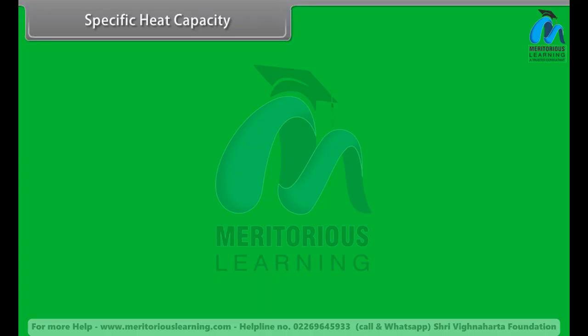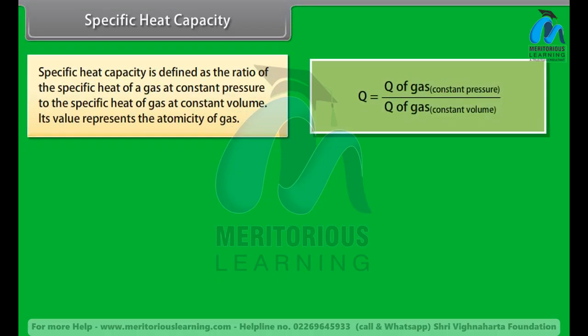Specific heat capacity. Specific heat capacity is defined as the ratio of the specific heat of a gas at constant pressure to the specific heat of a gas at constant volume. Its value represents the atomicity of the gas.